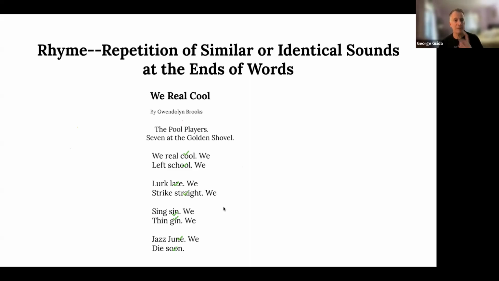So rhyme can be really useful, but you have to use it mindfully. You have to use it for a purpose in the poem, or for different purposes at different points. Right? It is another tool, just like all the other tools we just discussed.